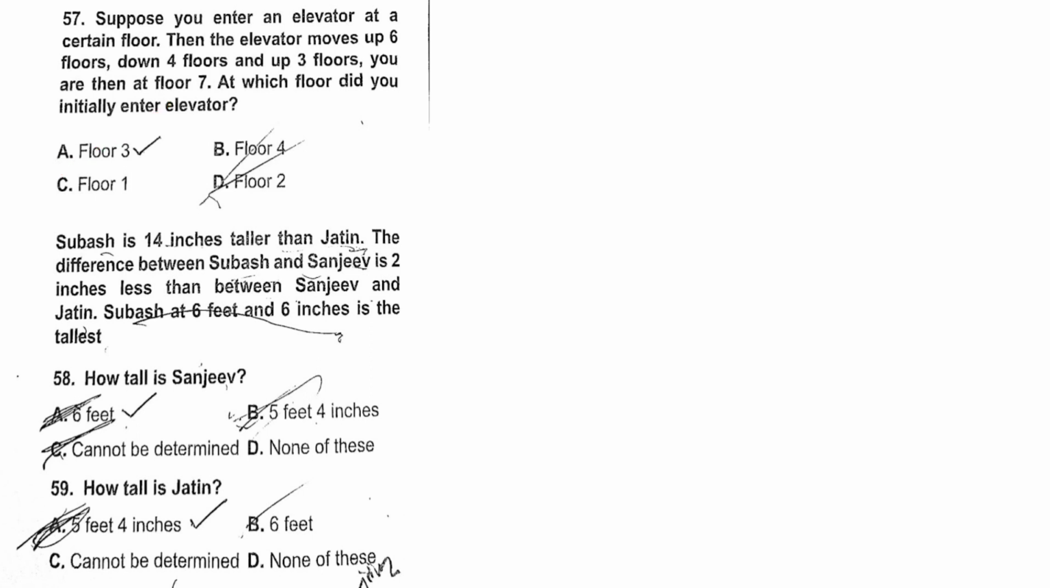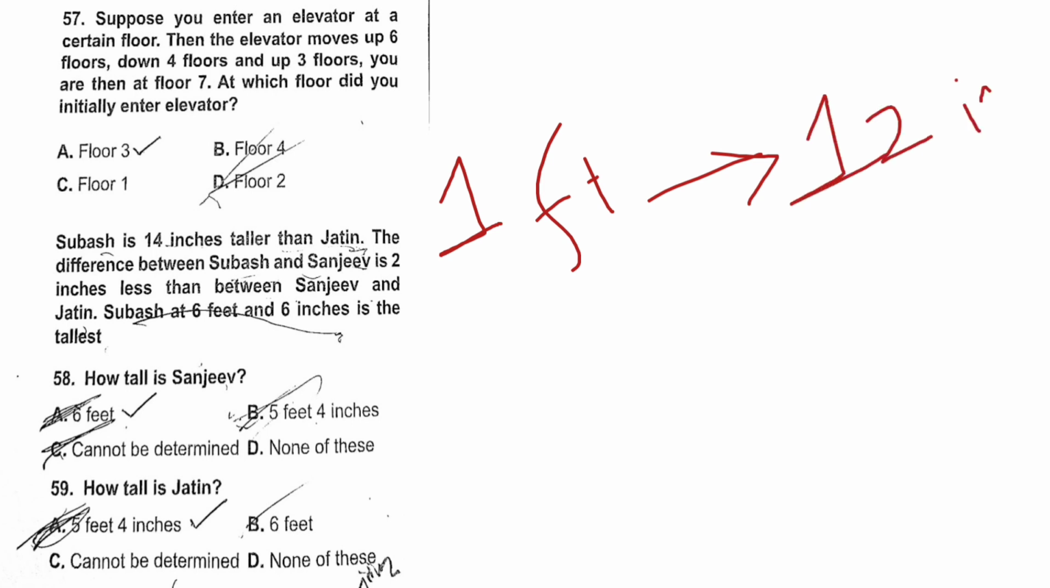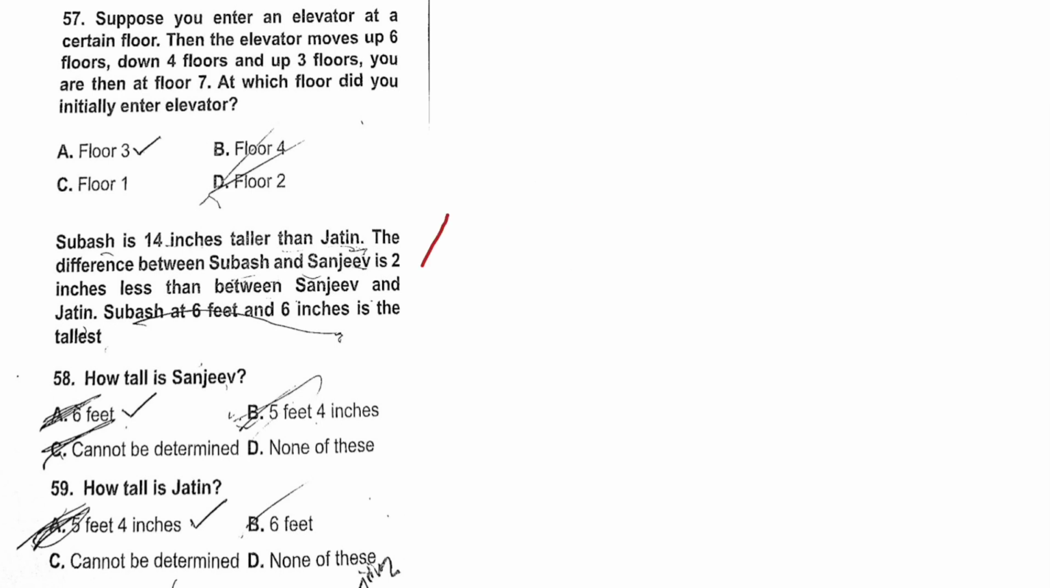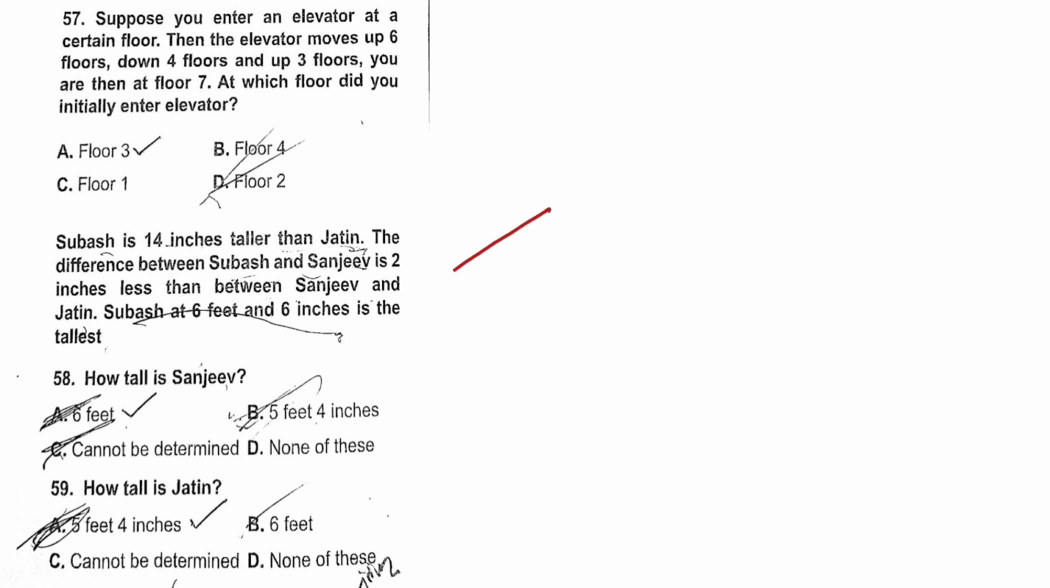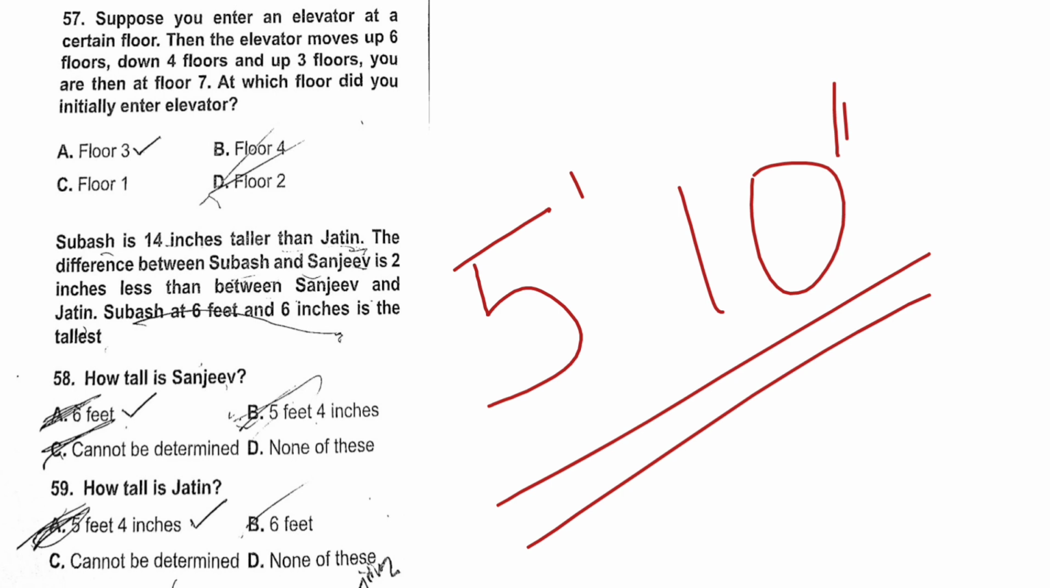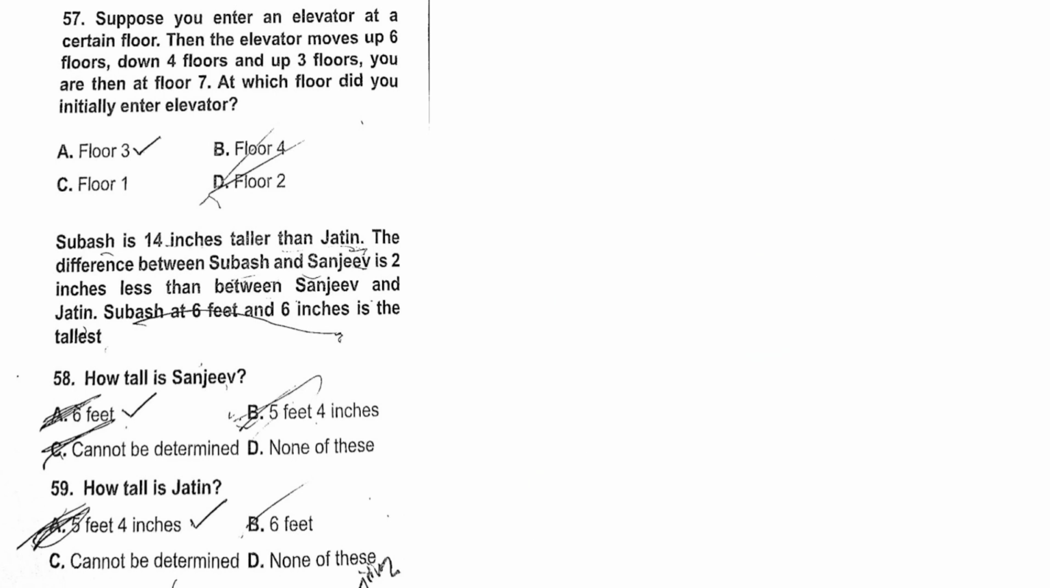Next question. First of all, starting the next question, let us see the conversion first. We know that 1 foot is equivalent to 12 inches. Suppose my height is 5 foot 10 inches, then I will write it as 5 foot 10 inches. This is how you write. Okay, now let's go ahead.